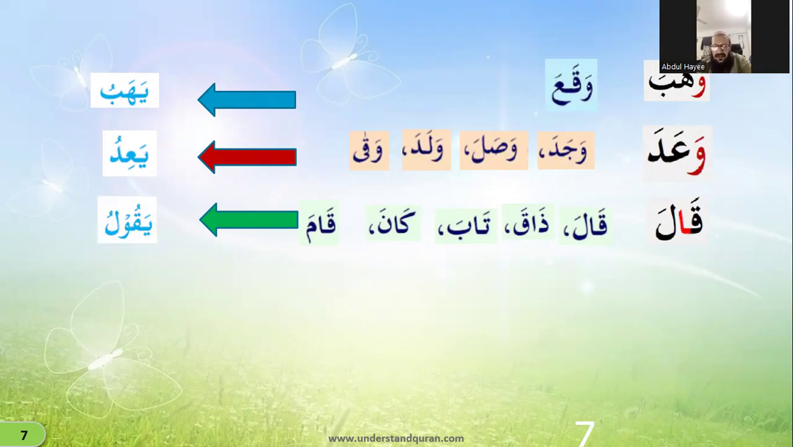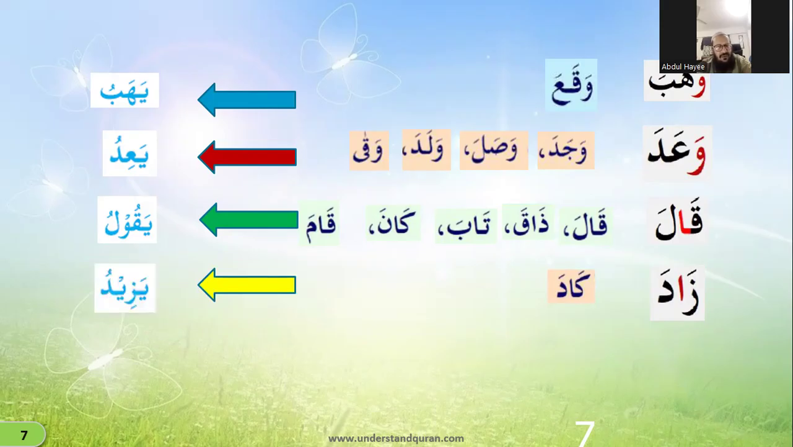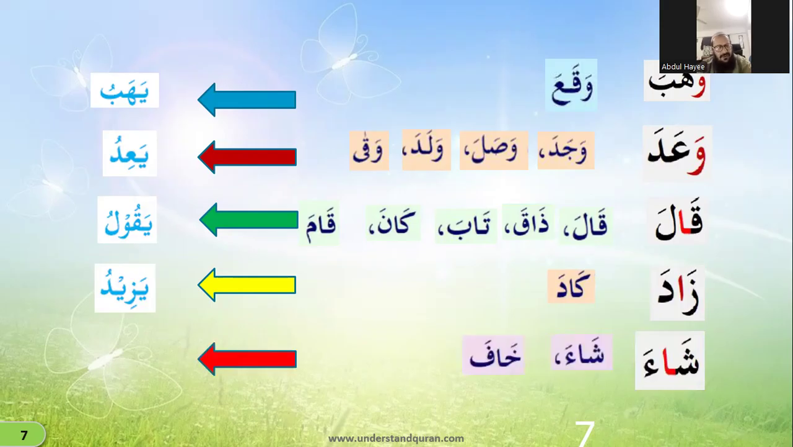These five verbs we can make easily. Zaka, yazuku. Taba, yatubu. Kana, yakunu. Kama, yakunu, because they are coming on the pattern of kala, yaqul. Zada. It has one verb, kada. And in zada, yazidu. Kada, yakidu. Sha, khafa. Sha, yashau. Khafa, yakhafu.